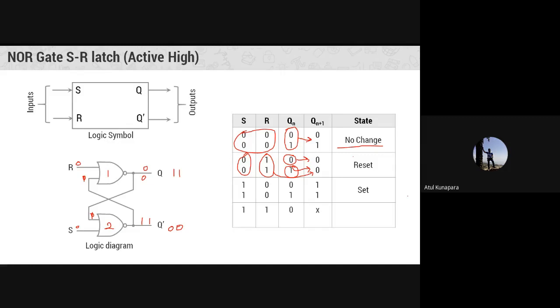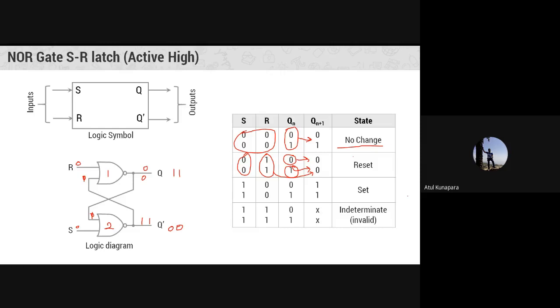That's why a cross mark is put over there, considering don't care. And when both are 1, 1 and your Qn is equal to 1, then also your output Qn plus 1 cannot be decided. It will not be fixed. Right? It can be 1 also, it can be 0 also. That is why this is called the indeterminate or invalid state of the latch. So this last condition we should always avoid, that your SR latch should not be given both the inputs S and R simultaneously 1.